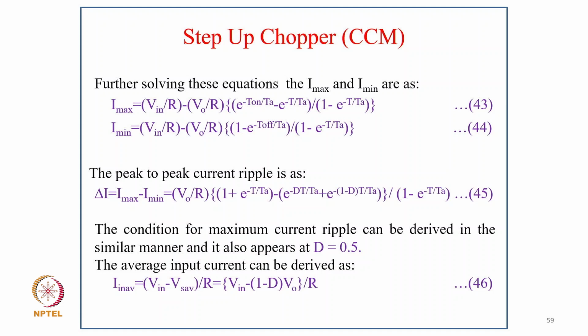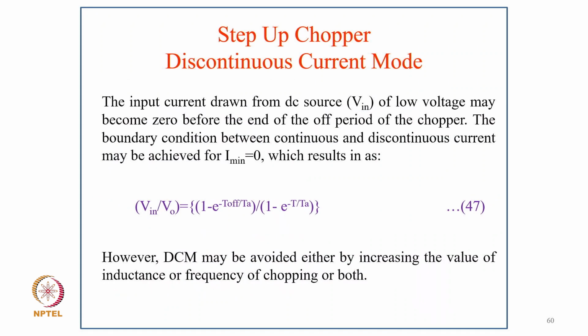So the peak to peak current is delta I equal to I_max minus I_min, that is V upon R in bracket 1 plus e to the power minus T upon Ta minus in bracket e to the power minus dT upon Ta plus e to the power minus (1 minus d)T upon Ta, divided by 1 minus e to the power minus T upon Ta. The condition for maximum current ripple can be derived in a similar manner, and it appears at d equal to 0.5. The average input current can be derived as I_in average equal to (V_in minus V average) divided by R, and in bracket V_in minus (1 minus d) Vo upon R.